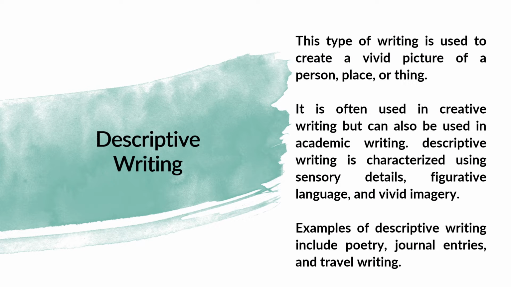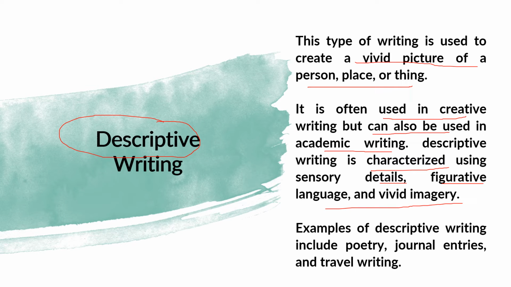So now, here it comes for the second writing, and we call this the descriptive writing. This type of writing is used to create a vivid picture of a person, a place, or thing. It is often used in creative writing, but can also be used in academic writing. Descriptive writing is characterized using sensory details, figurative language, and vivid imagery. Examples of descriptive writing include poetry, journal entries, and travel writing.